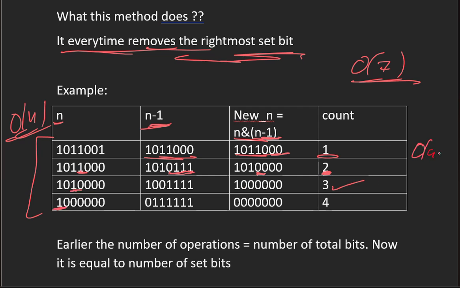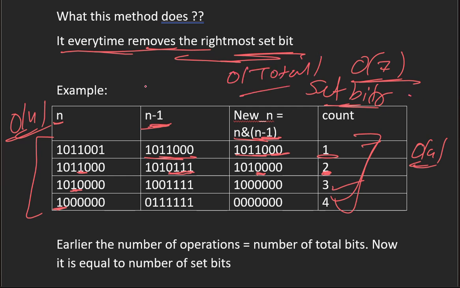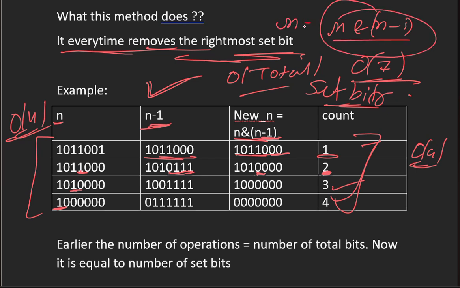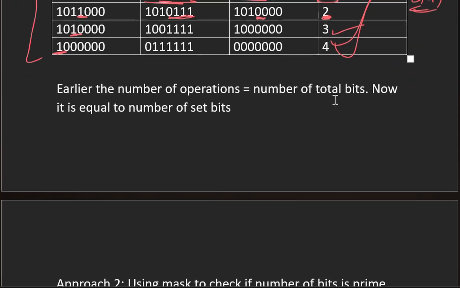So in big O of 4 time we get all the set bits, which earlier was taking big O of total bits, right? So this approach is faster than the previous approach. In this, we do n and n minus 1, and the value that we get becomes our new n, and we increase the count every time. So this is a simple approach but faster than the previous approach.